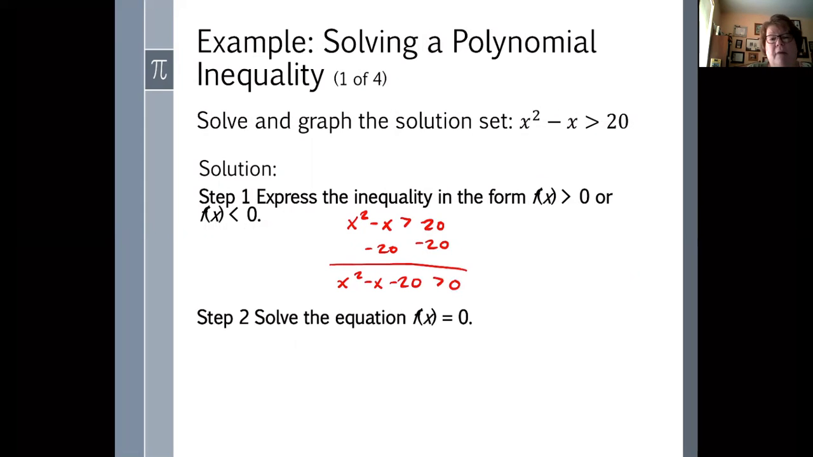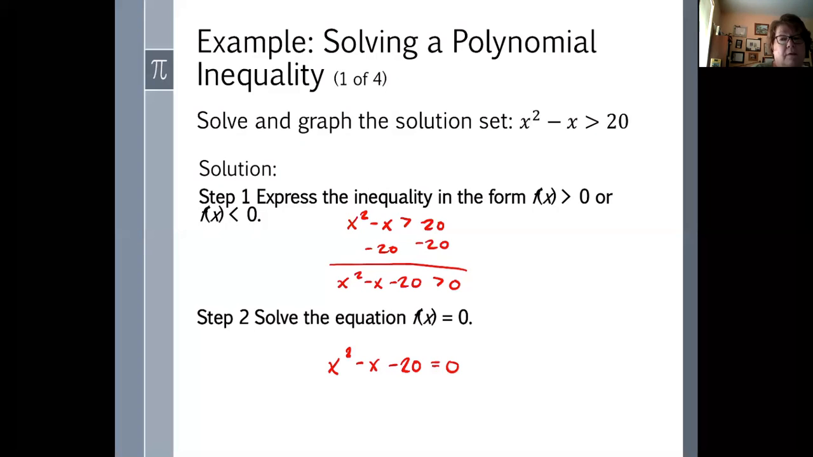So now I have x squared minus x minus 20 is greater than 0. The next step is to find the boundary points. And the boundary points are these points that are going to break my number line into intervals. So I need to solve the equation f of x equals 0. So I need to solve x squared minus x minus 20 is equal to 0.